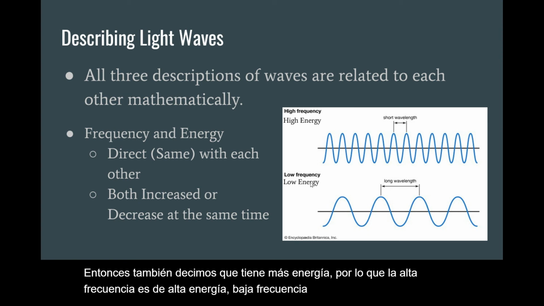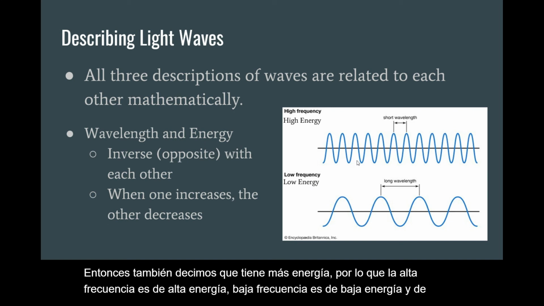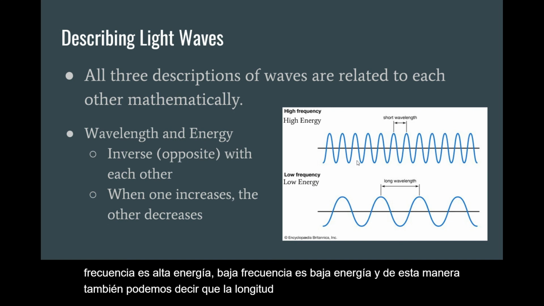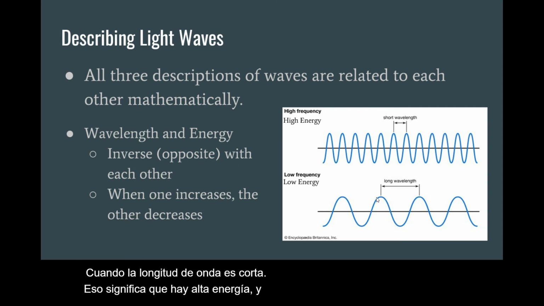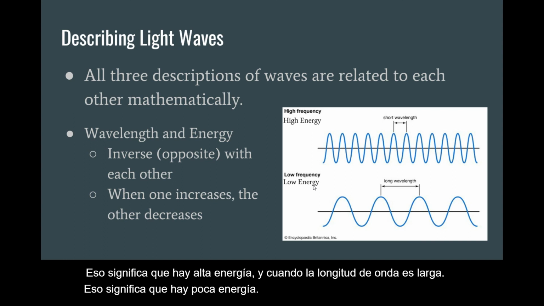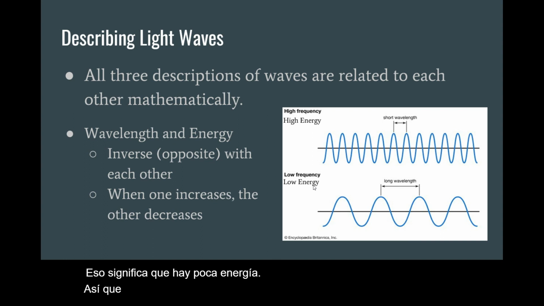And in this way, we can also say that wavelength and energy are opposites. When the wavelength is short, that means there's high energy. And when the wavelength is long, that means there's low energy. So these are the properties of waves and how we think about waves when we describe them.